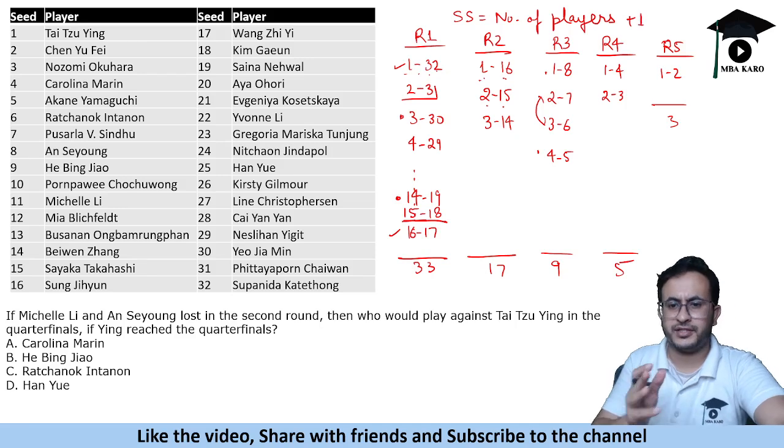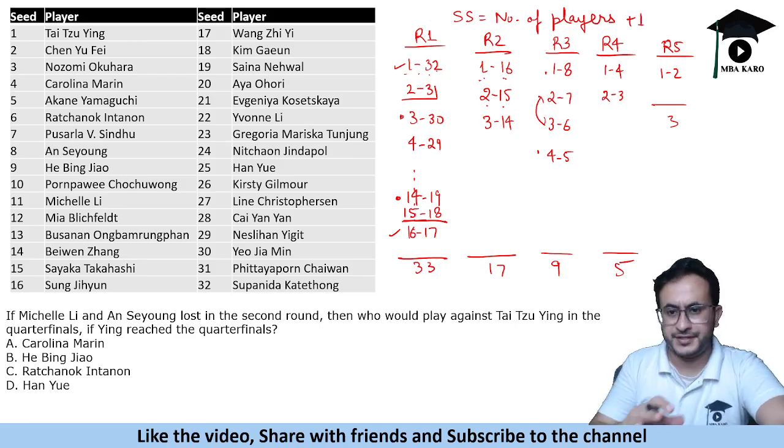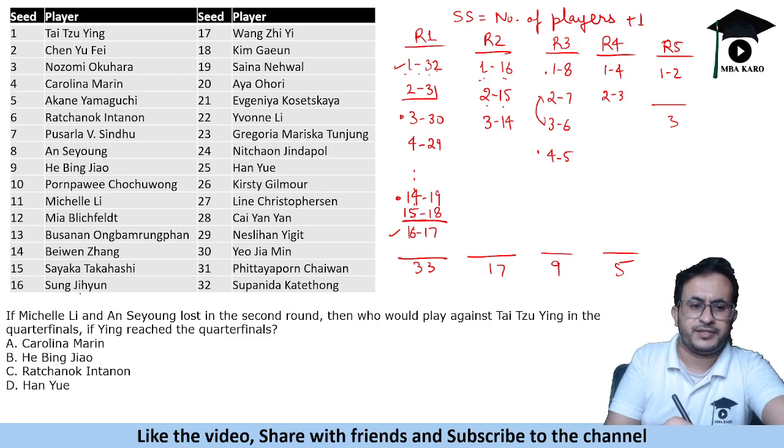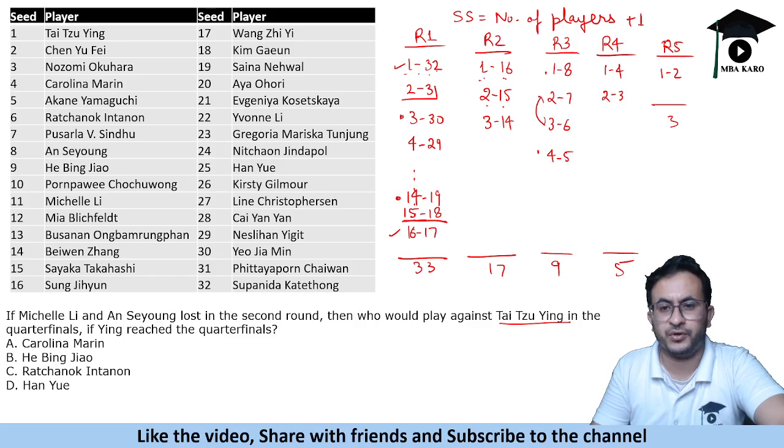So we will be using this concept to figure out the trajectory of the players. This is what happens in the ideal scenario, if a better player wins. So let's look at the question. The first question says, if Michelle Lee and An Seong lost in the second round, who would play against Tai Zhu Ying in the quarterfinals if Ying reached the quarterfinals?